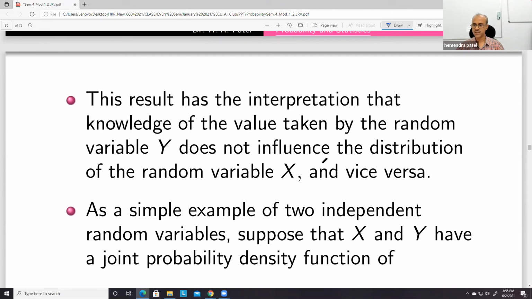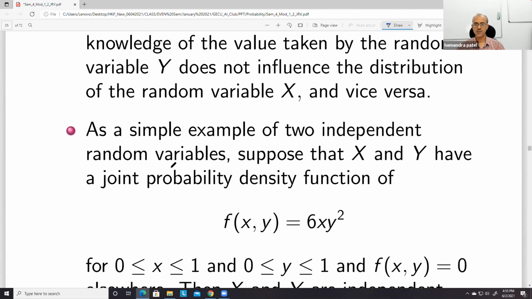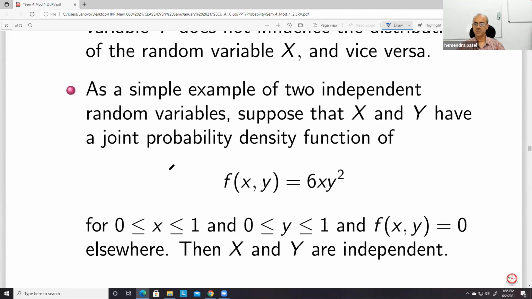So y does not influence the distribution of the random variable x and vice versa. This holds only if x and y are independent. All right, so this is a simple example.